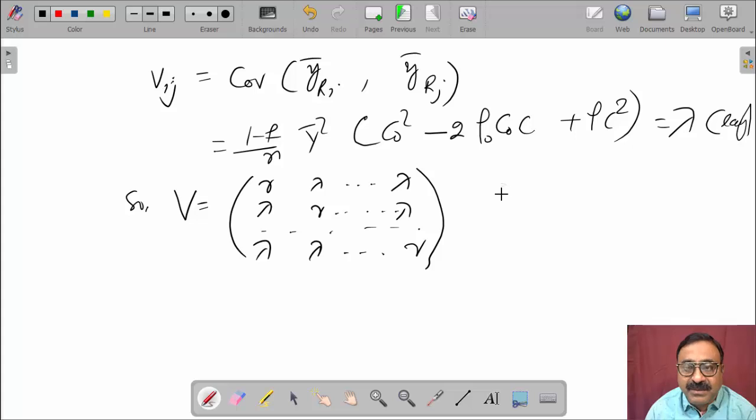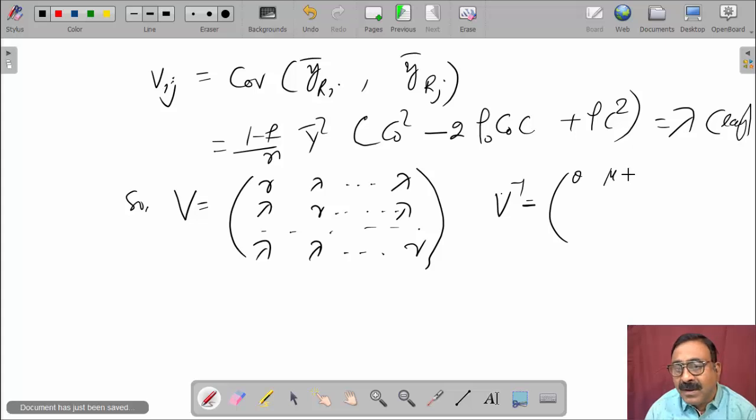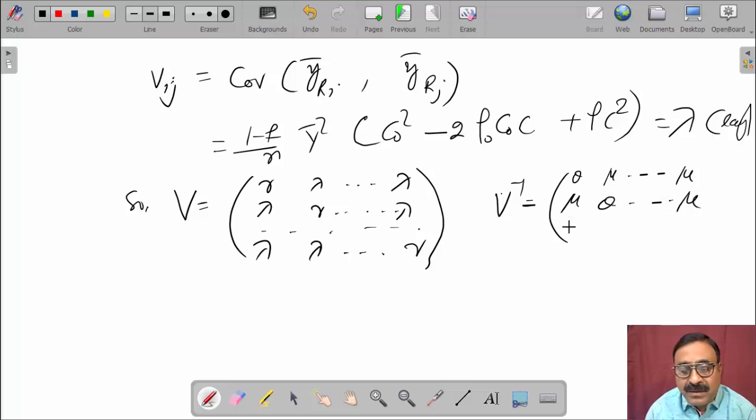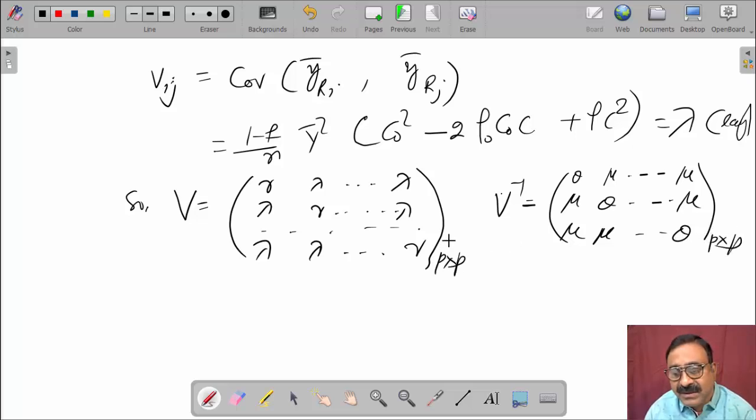So suppose V inverse has theta on the diagonal and mu elsewhere: diagonal elements are theta, all other elements are mu. This is a P cross P matrix. This is also a P cross P matrix.